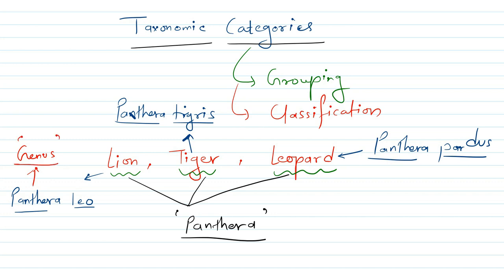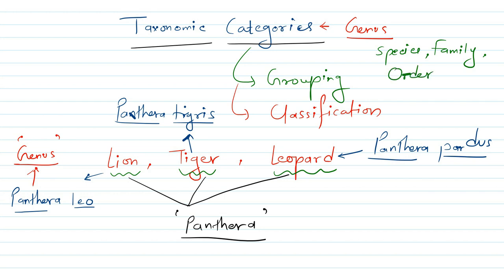So genus is nothing but one of the categories. Correct? So as I said, genus is one of the categories. Likewise, there are different categories. There is a different category like, for example, species, or there is a different category called family, or there is a different category called order, so on and so forth.